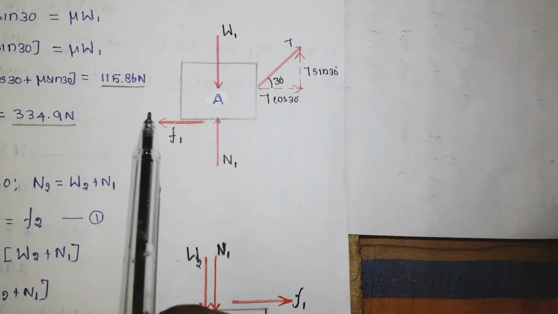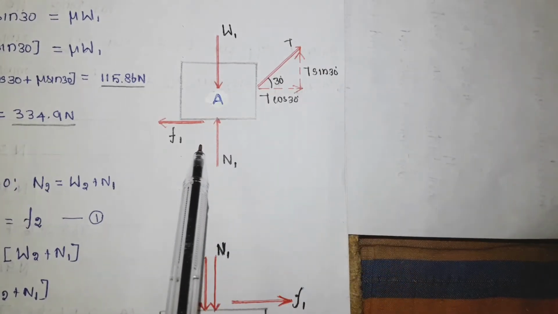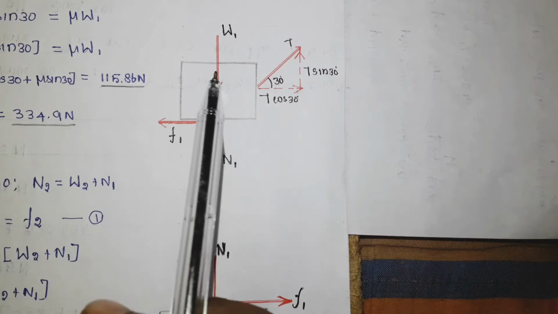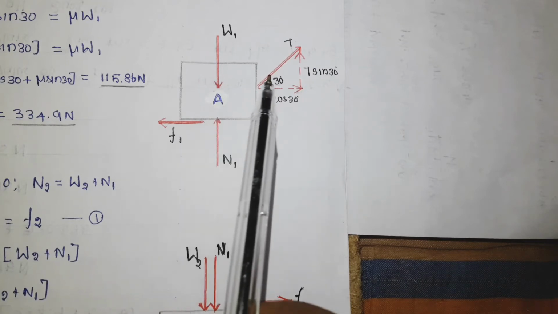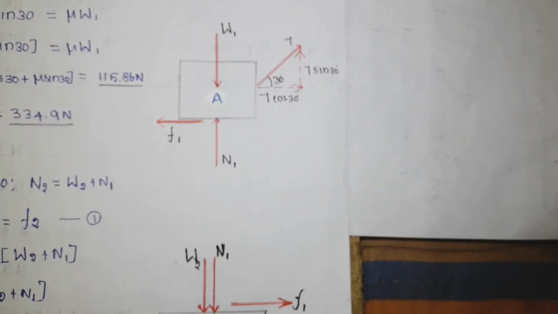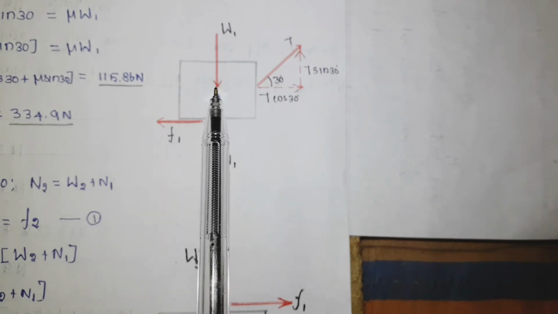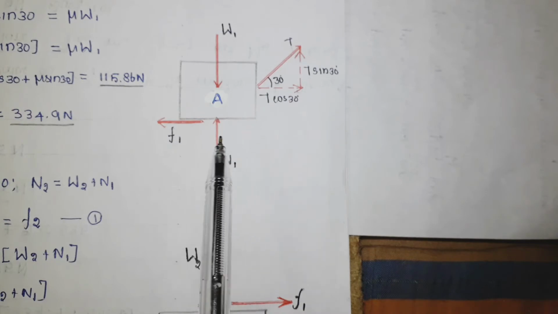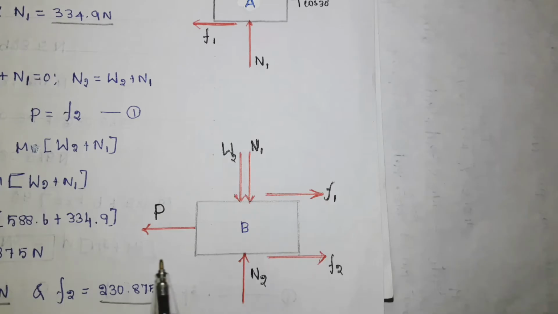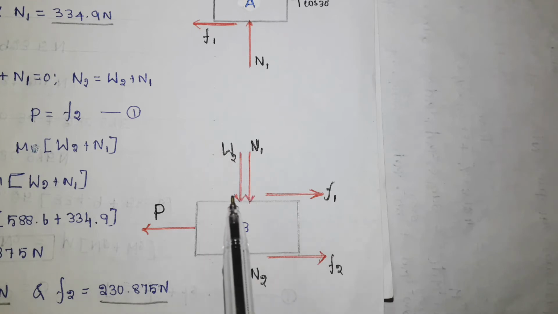Now this is the free body diagram of the block A. There are four forces: weight, N, F1 and tension. There are four forces and among these four, the weight is the only known force. So there are three unknown forces. So this is the free body diagram of the block B. There are six forces and among these six forces the only known force is W2.